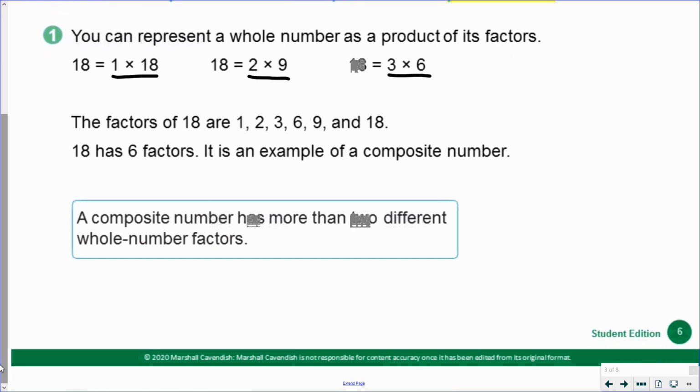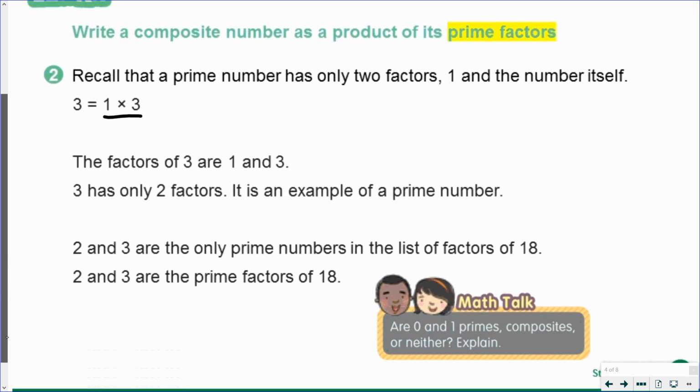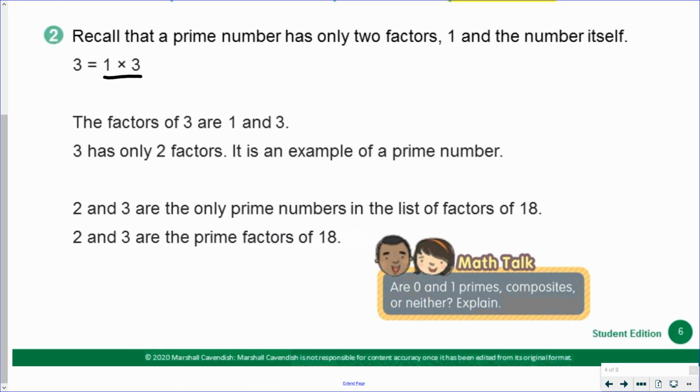So a composite number has more than 2 different whole number factors. Whereas 3, the only factors of 3 are 1 and 3. And so therefore it is a prime number because it only has those 2 factors. So 2 and 3 are the only prime numbers in the list of factors of 18.